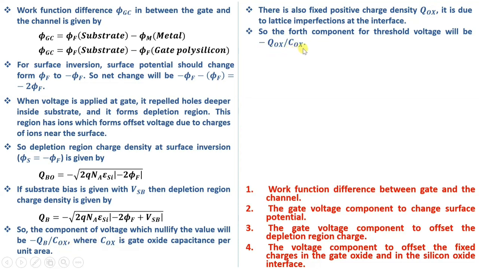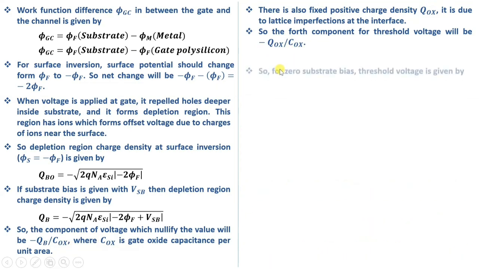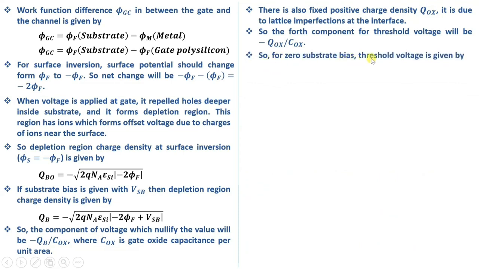So here, for zero substrate bias, the threshold voltage will be VTO, that is the algebraic sum: phi GC minus 2 phi F minus QB by COX and minus QOX by COX. And this is for zero substrate bias.